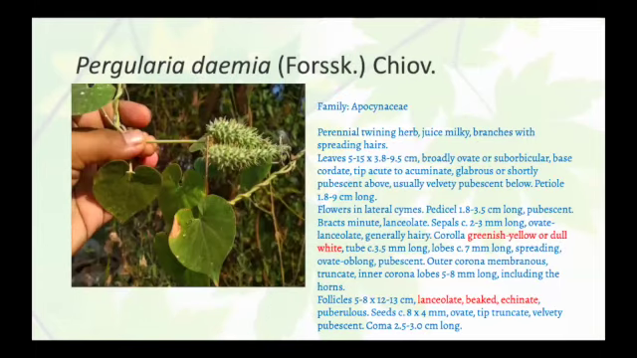Then coming to the other drug which is also being used, it is Pergularia daemia. The other name of it is Daemia extensa, which was the earlier name. Now it is Pergularia daemia, which also belongs to family Apocynaceae. It is a perennial twining herb.